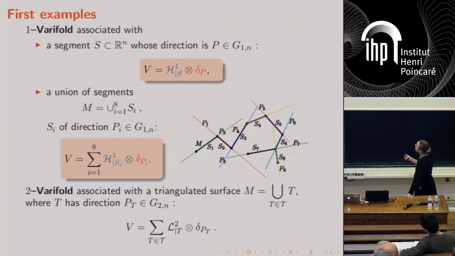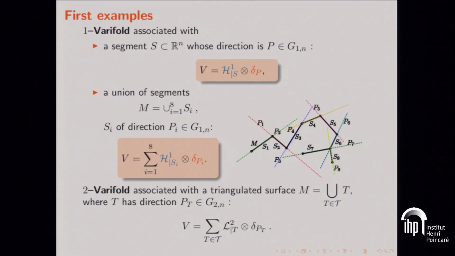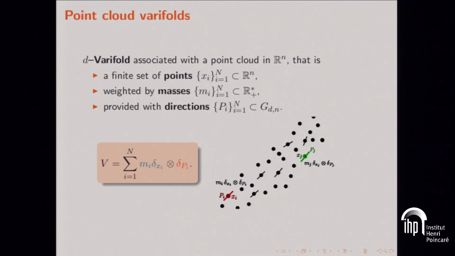Okay, and you can do the same with the triangulation. You say on each face I have a direction, and on each face I take the two-dimensional Lebesgue measure to integrate. So on those examples, what's important is that varifold structure really reflects the way you integrate functions and your direction. You can do the same with a set of points.